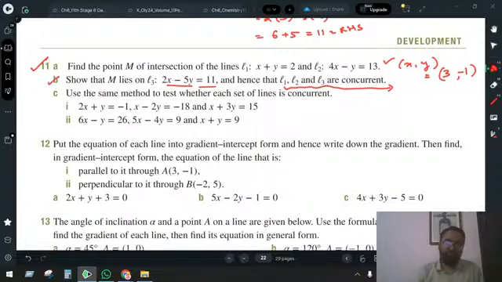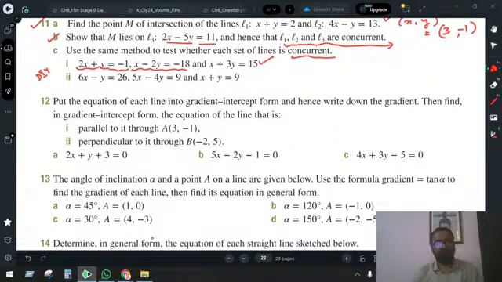And apply the same method to show this. So these things you have to do DIY. Here you have to solve these two equations simultaneously. You will get one point, x comma y, and substitute in this equation. If satisfied, they are concurrent. If not satisfied, they are not concurrent. But the question says show that these are concurrent, which means they are concurrent only. Okay. Is it clear? Yeah, it's clear.